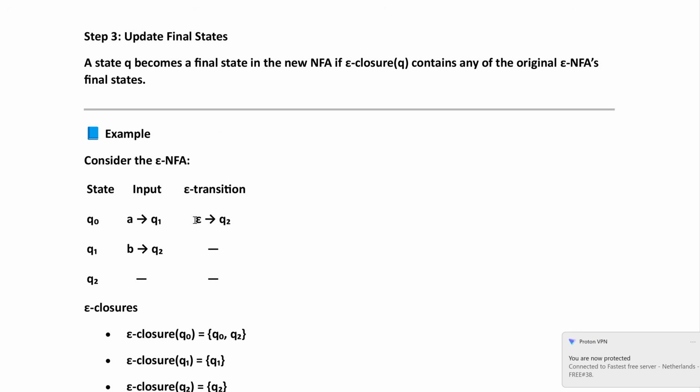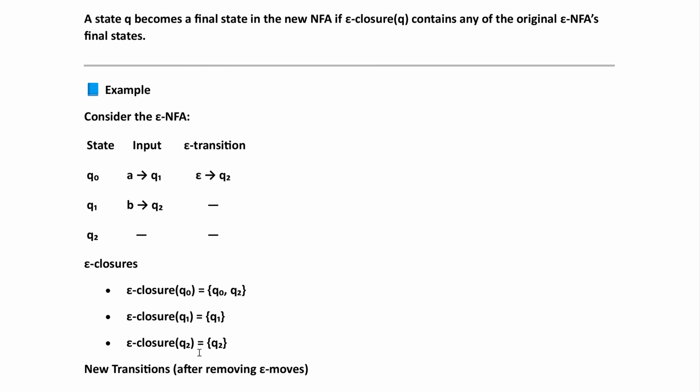Because when we apply the epsilon symbol on Q0, we get the state Q2, right? So first of all, we have to apply the epsilon closure. How will we be obtaining it? The epsilon closure of Q0 is Q0 as well as Q2. Why Q0 and Q2? Because when we apply epsilon on Q0, we get Q2. That's why this Q2, right?